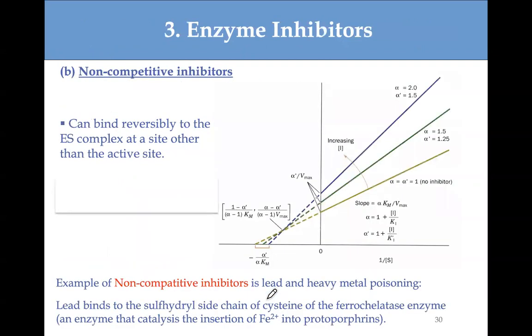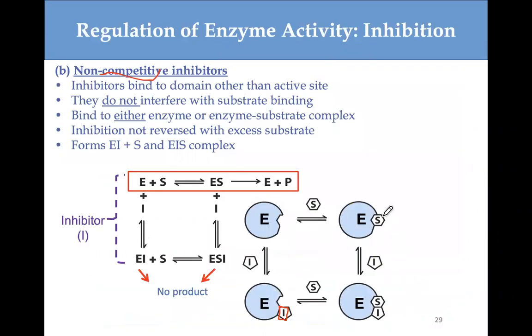So let's see how they affect Km and Vmax. What would happen for Km? Km means the affinity or the binding of an enzyme to its substrate. Would it increase, decrease, or no change? We said the substrate can still bind to its enzyme, so Km doesn't change in non-competitive inhibition.